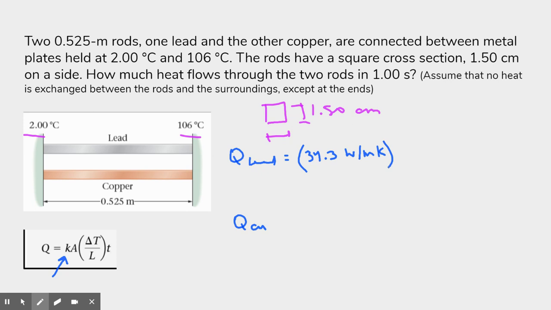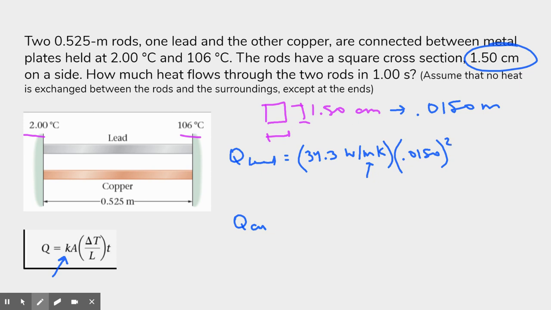We see that our constant K already has a unit of meters, so let's just go ahead and convert centimeters to meters. That won't be a big deal either. So that would go to 0.0150 meters. And we're going to square that since it's area. 0.0150, and that's squared.